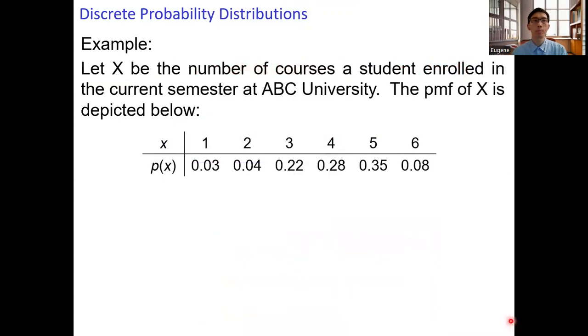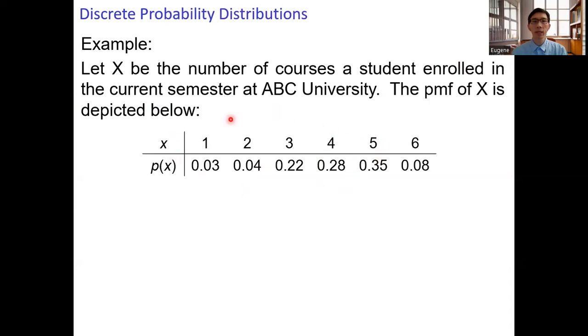Let's take a look at an example. Let X be the number of courses a student enrolled in the current semester at ABC University. And the PMF of X is depicted below. From the PMF, we can see that x equals 1 corresponds to a student taking one course in the current semester. The PMF is 0.03. When x equals 2, corresponding to the number of courses a student enrolled in the current semester being 2, the corresponding PMF is 0.04.